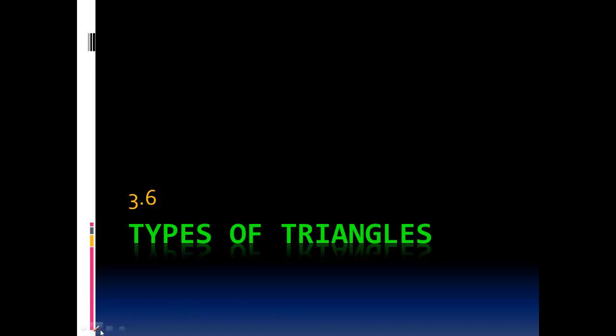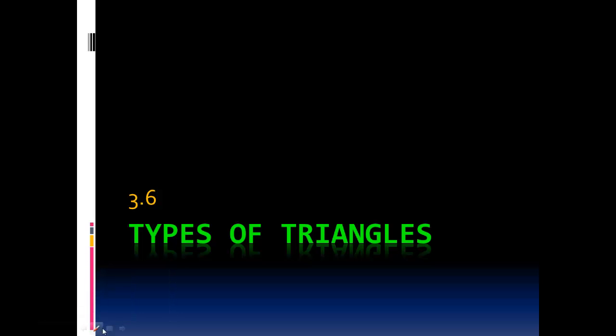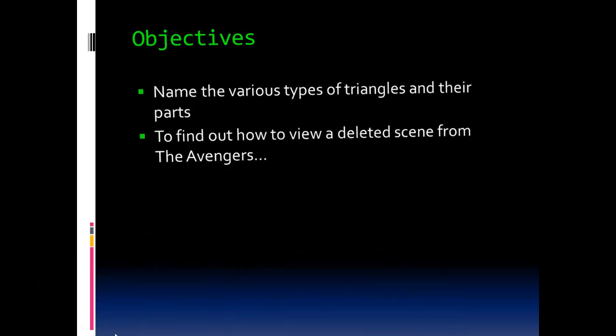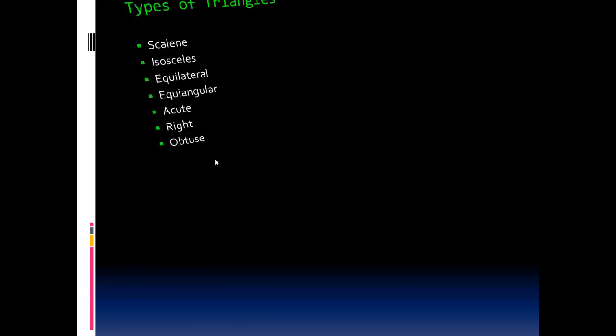So now we have types of triangles, and this can be found in chapter 3.6 in your books if you want to follow along. So our objectives: we want to be able to name the various types of triangles and their parts, and we want to be able to find out how to view a deleted scene from the Avengers.